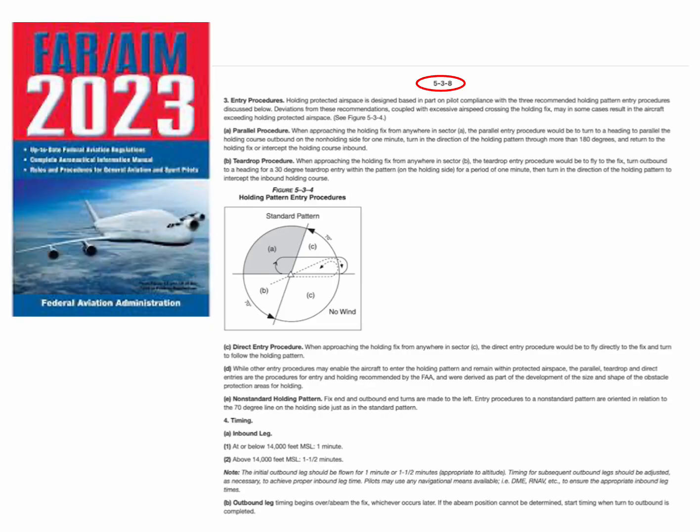Section 5-3-8 of the AIM describes the hold entry procedures. This information is accurate, but is not easy to follow. When I was studying for my knowledge exam, I tried to use the method in the AIM, but I was not able to consistently get the correct hold entry. I knew I needed to find a way that I can consistently get the correct hold entry. The method I have included in this lesson is a combination of different methods and lessons that I have studied. The result is an easy to follow method that will make sure you get the proper hold entry every time.